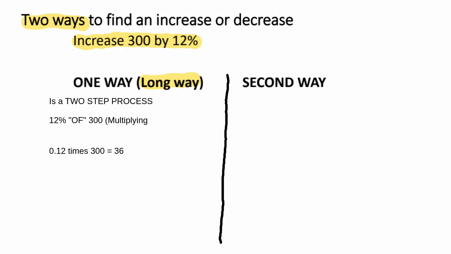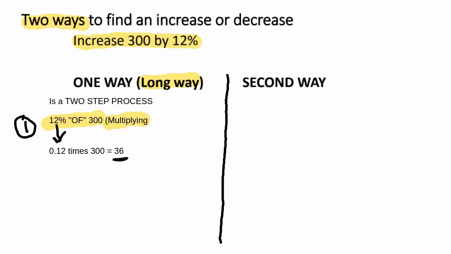Increase 300 by 12%. Well, this is another way of saying 12% of 300. We're going to be multiplying because that's what that word "of" means. But don't forget, we have to convert the percent to a decimal. Now, we get this 36. This is the first step in our two-step process.